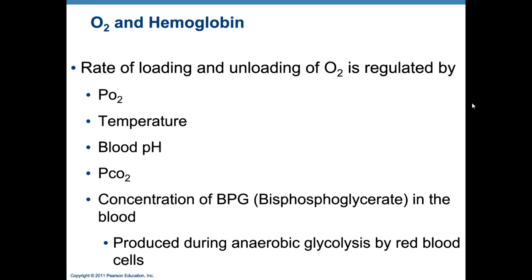So the rate of oxygen is regulated by, number one, partial pressure. Remember, that's the big thing with oxygen is the partial pressure. It's not very soluble, but it has a big concentration gradient between how much partial pressure we have on this side of the membrane versus this side of the membrane in the alveoli. Temperature is also going to play a role with this.